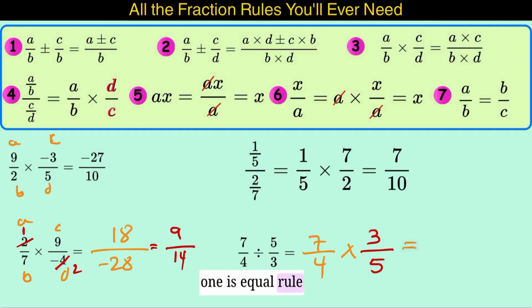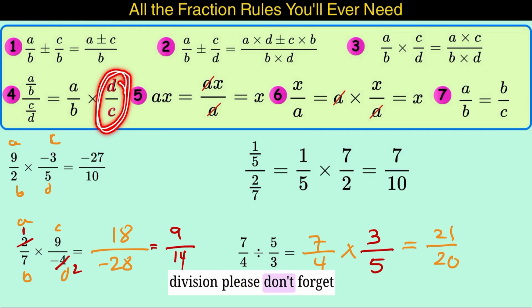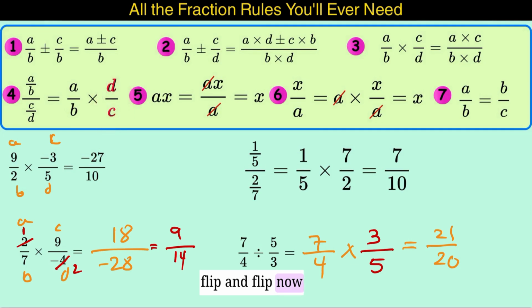This one is rule number 3, which is regular multiplication. 7 times 3 is 21. Then 4 times 5 is 20. See here, I cannot find something to divide from here or here. Again, don't forget to flip on division, please. Don't forget to flip. Flip and flip and flip.